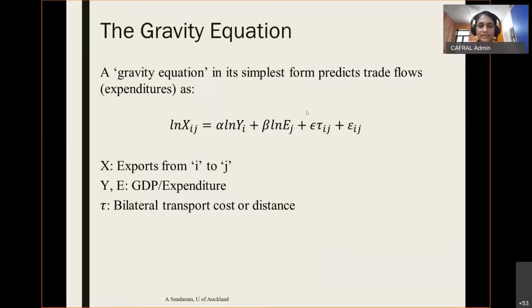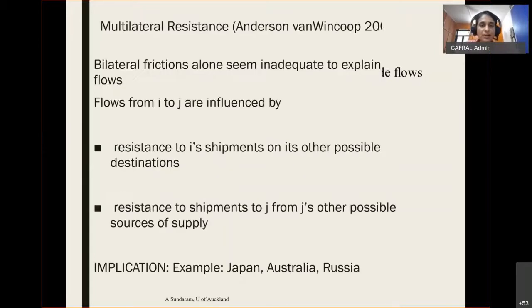So what is the basic gravity equation? The gravity equation says the log of xij, so that's trade flows between I and J, here exports from I to J, is a function of the GDP or expenditure of country I, the expenditure of country J, and the distance between the two countries. Now, distance is just a proxy for transport costs, right? So one of the ways you can improve the gravity model is to do a better job of capturing frictions between two countries. Distance is just one way. You can have tariffs, exchange rates, and other frictions or barriers to trade. So we start with that basic gravity equation.